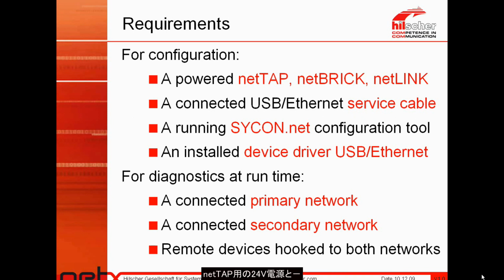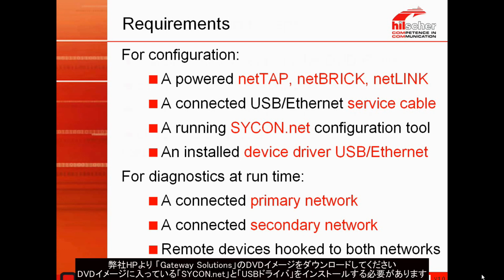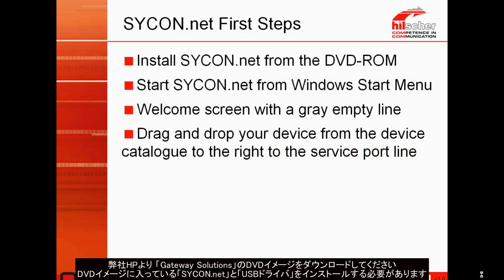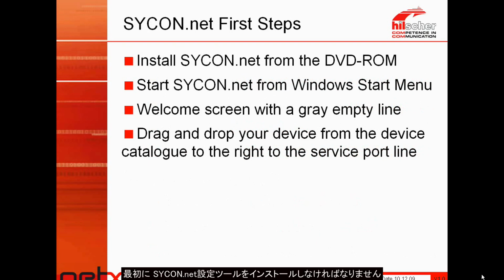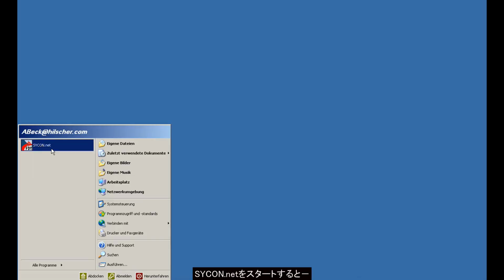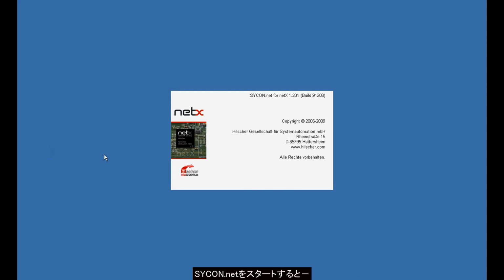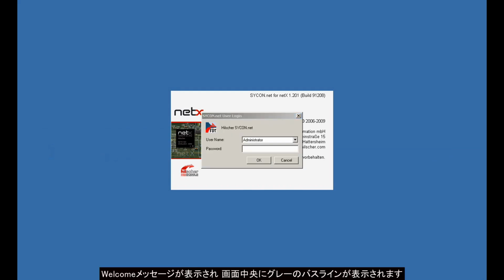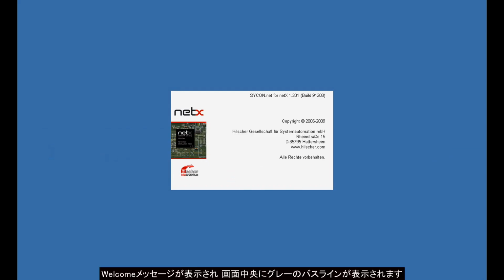You need a powered netTAP, netbrick or netlink device, a connected USB service cable, a running SYCON.net configuration tool, and an installed device driver. First you have to install the SYCON.net configuration tool. Once done, you can start it from the Windows Start menu. After SYCON.net has been started, it will welcome you with a gray empty bus line in the middle of the screen.